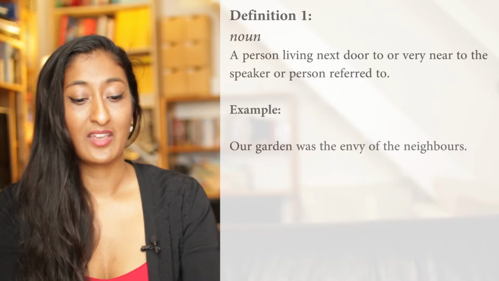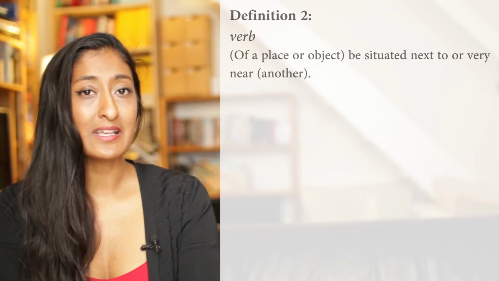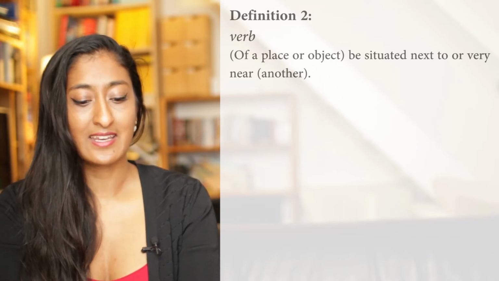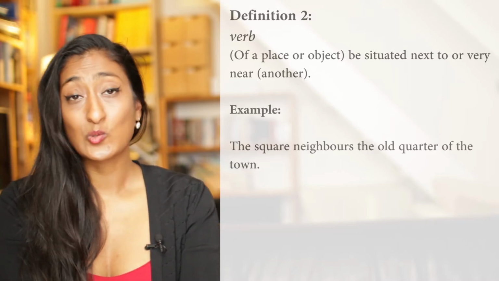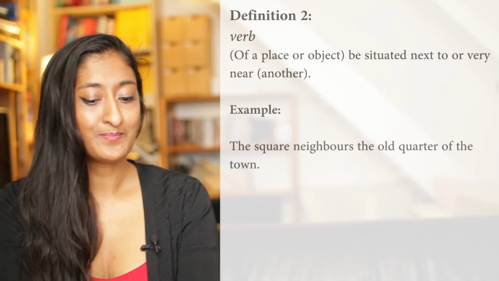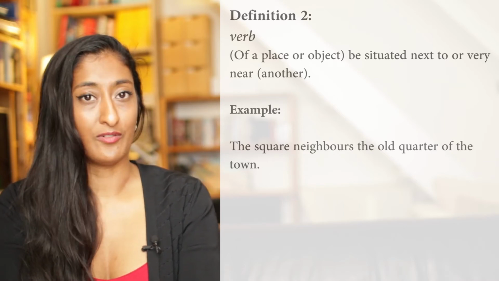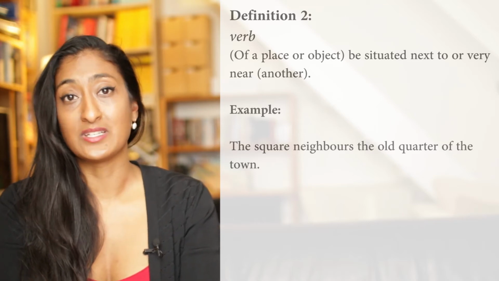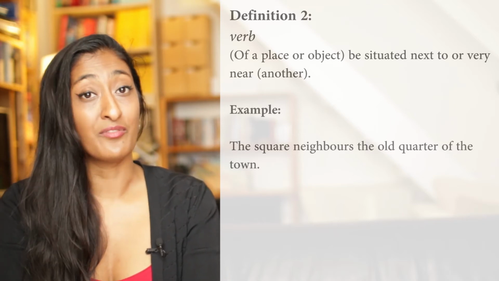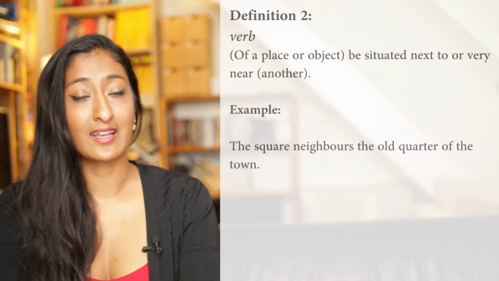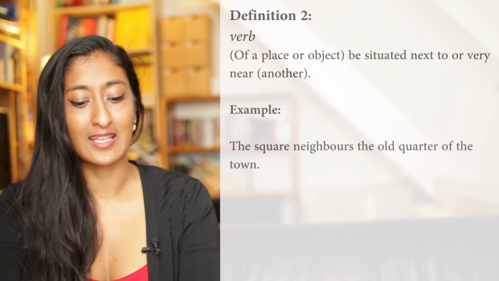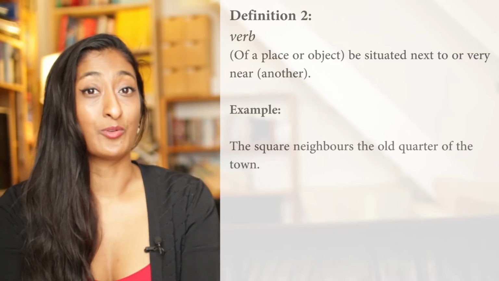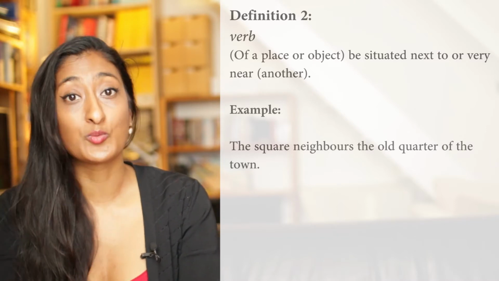Definition 2. Verb. Of a place or object, be situated next to or very near another. The square neighboured the old quarter of the town. So in this case, now the word neighbour has adopted a tense because it is now a verb. And the two things that are next to each other in this instance are the square and the old quarter of the town, or the old part of the town.